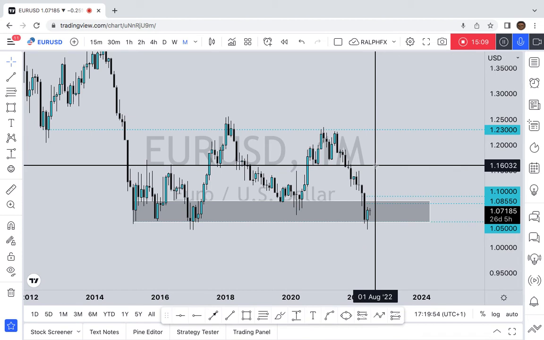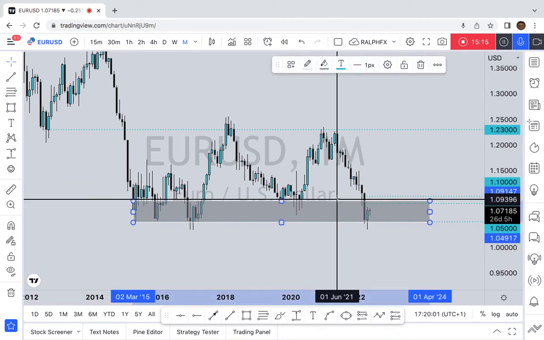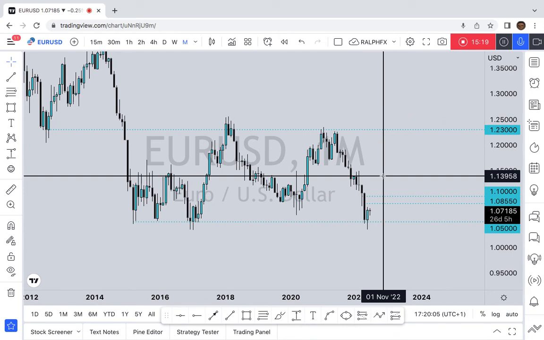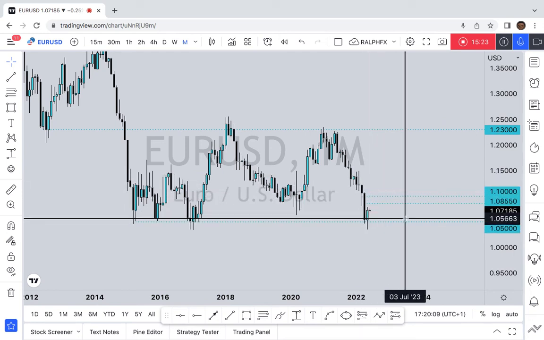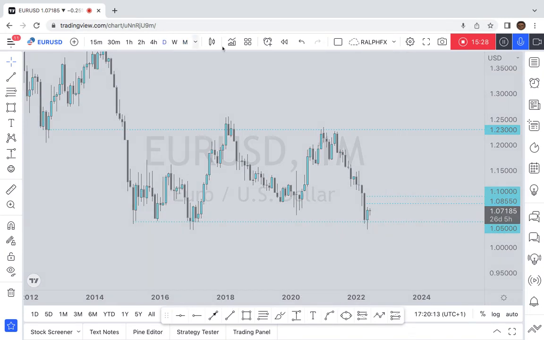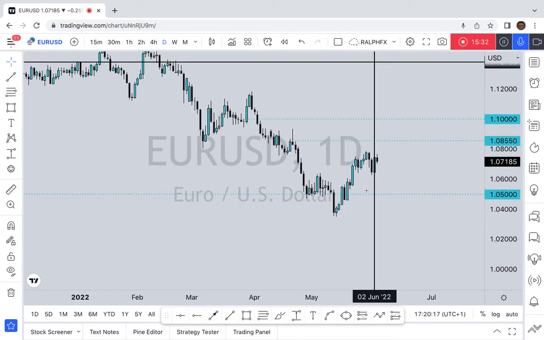That has to do with the state of the economy for the euro and for the dollar as well. But nevertheless, we can still get some trades to the upside. We can still get some trades to the upside for Euro USD. So this is basically how demand and supply works. So let's go to a lower time frame and see what we can also deduce from that.